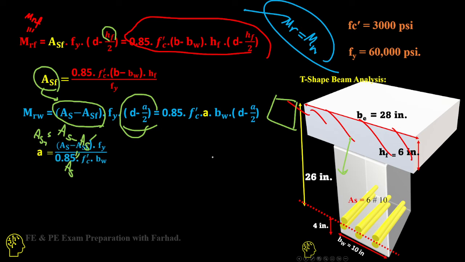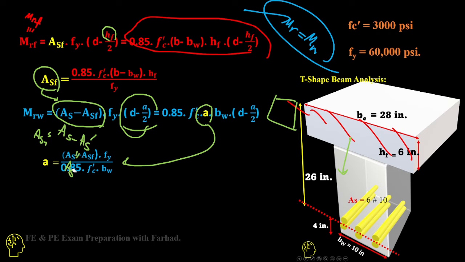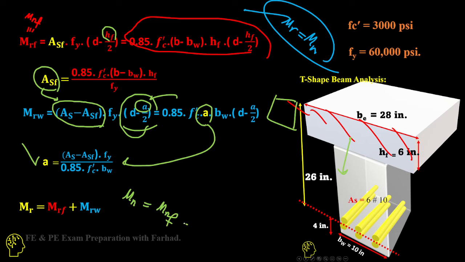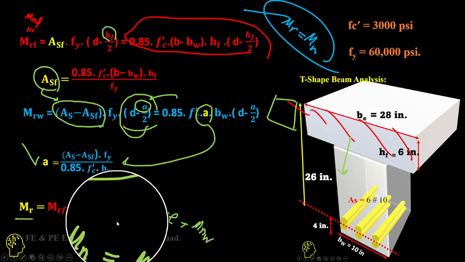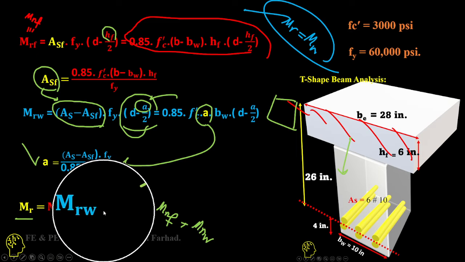And then the only unknown in this equation is a. You can calculate a based on the summation of forces equal to 0. As soon as you have a, you can easily calculate MRW, MNW, because a is known; either of these equations works. And then Mn is equal to Mn for flange plus Mn for web, or the resistant moment Mr is MRF plus MRW.